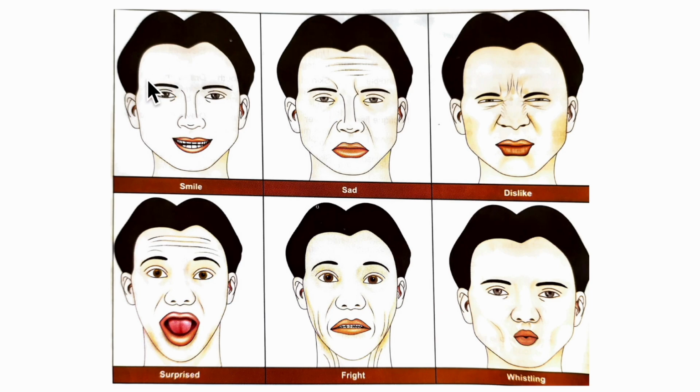Now let's look at some of the common facial expressions and the muscles that produce them. So looking at smiling and laughing, it is brought about mainly by the zygomaticus major muscle. Looking at sadness, it is brought about by the levator labii superioris and the levator anguli oris muscle. Looking at dislike, it is brought about by the corrugator supercilii and the procerus muscle. Looking at the expression of surprise, it is mainly brought about by the frontalis muscle. Fright is mainly by the platysma muscle and whistling is brought about by the buccinator and the orbicularis oris muscle.